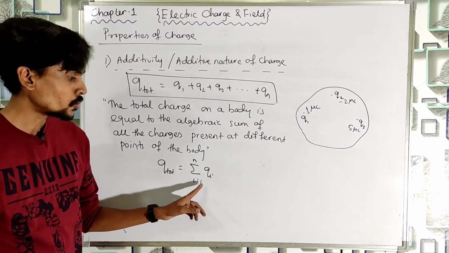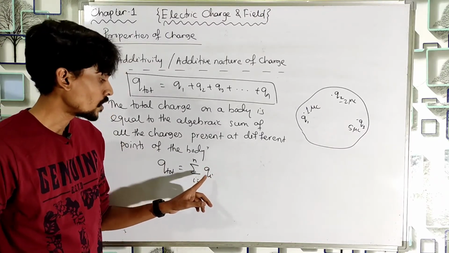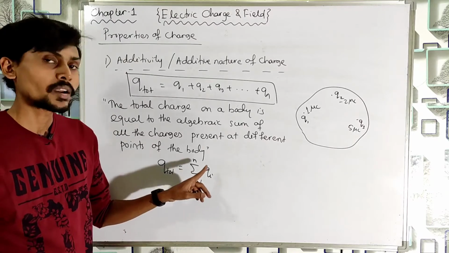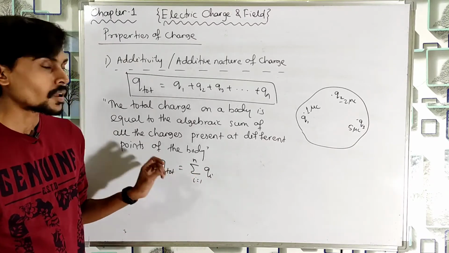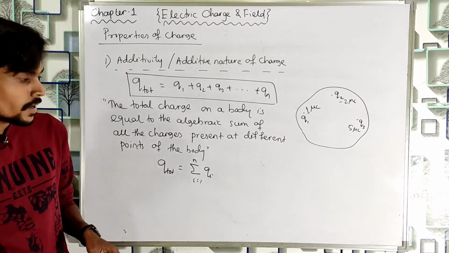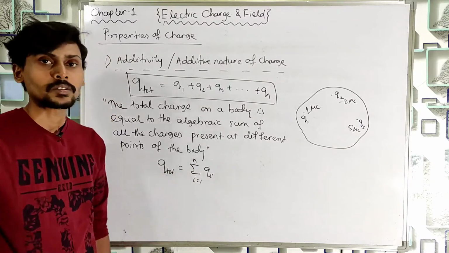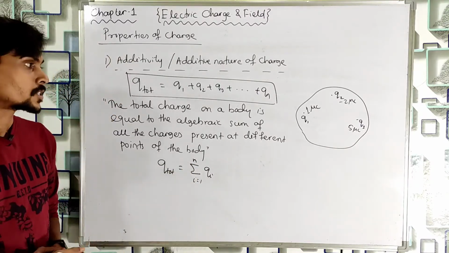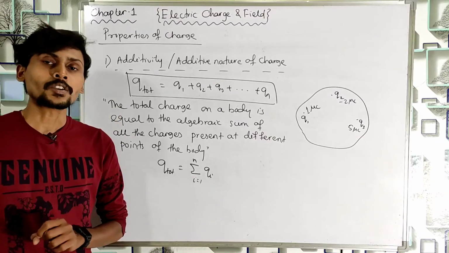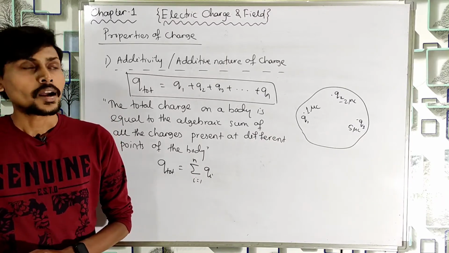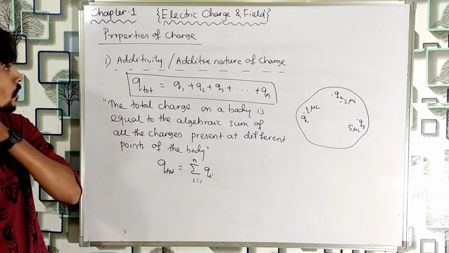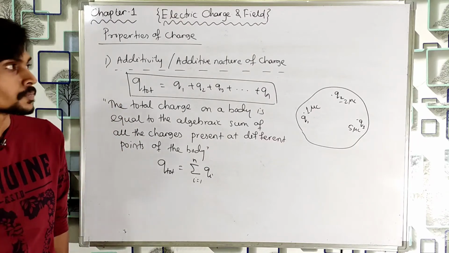If you put i equal to 2, you'll get Q2. If you put i equal to 3, you'll get Q3. And if you put i equal to n, you will get Qn. And this symbol means summation, sum of all these charges. So this is the first property of the electric charge, and the property is additivity or additive nature of charge.